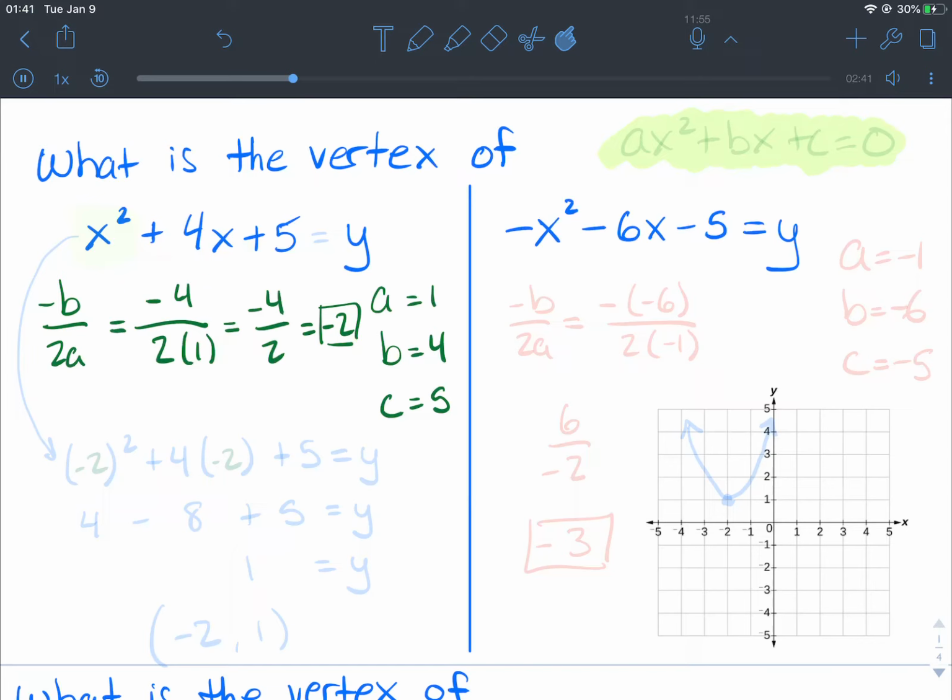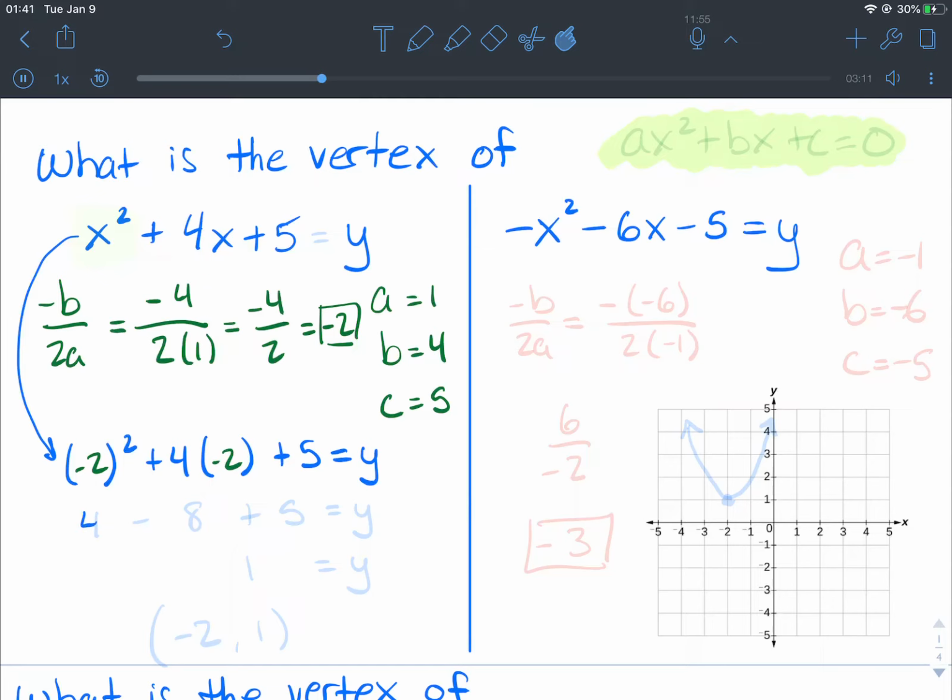So that is your vertex. That is your x value. If you want to find the y value, you can literally plug that into the equation. So take the equation, and we have negative 2 squared plus 4 times negative 2 plus 5 equals y. And then we do the math.